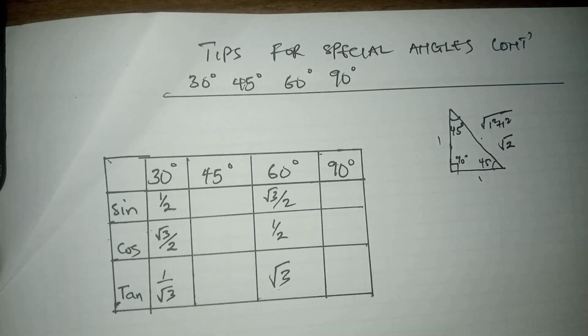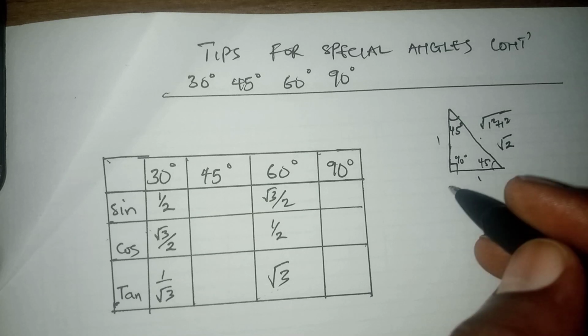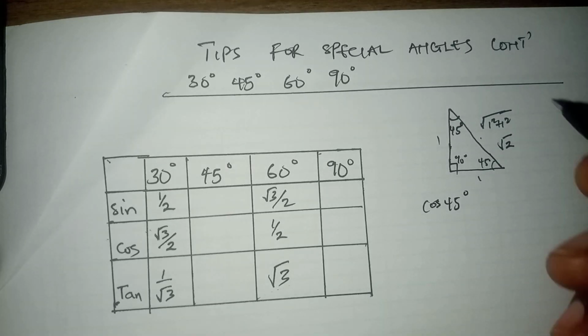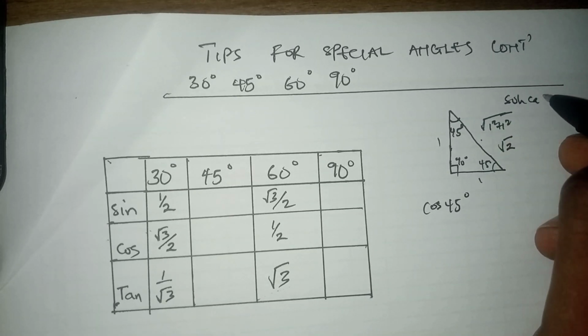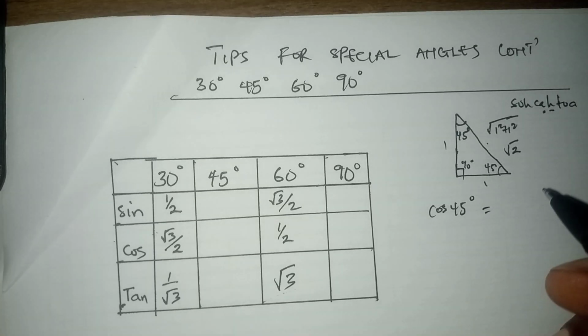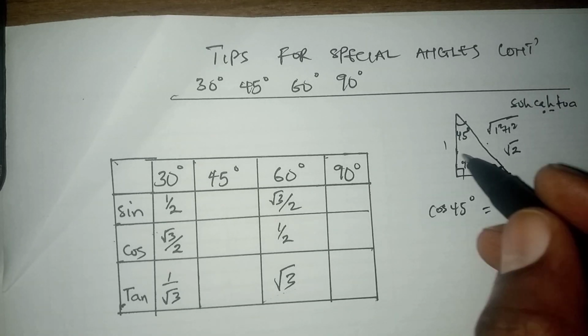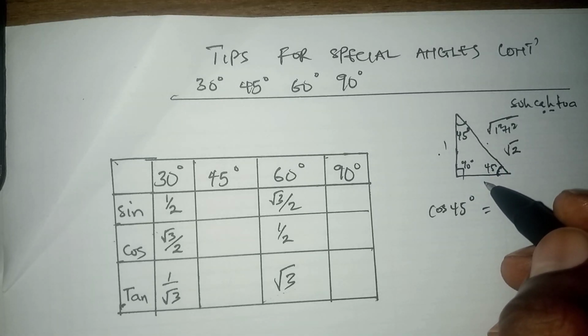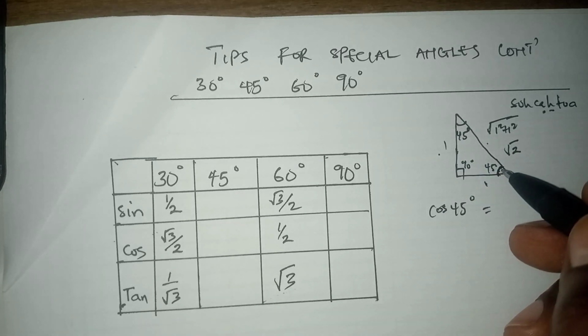All right, I did the same thing for angle 30 and 60. If you want to see the way I did it, please refer to the previous video. So now let's continue with this. Cos 45 degrees. Don't forget SOHCAHTOA. Cos is adjacent over hypotenuse. We are considering this angle 45. Wherever the angle is facing is the opposite, so this is the opposite, and this is the adjacent.